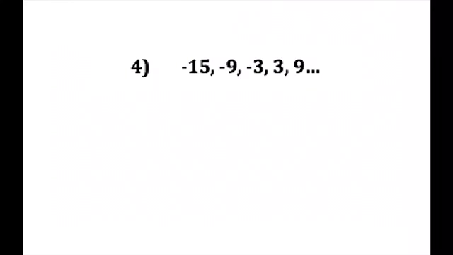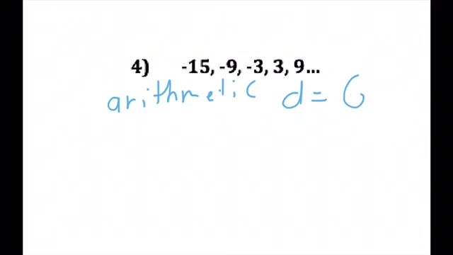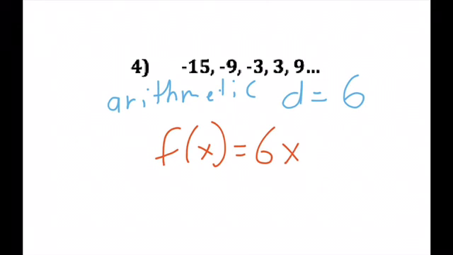Okay, number 4. This one I am adding a 6 every time, so I know that it's arithmetic. If it's arithmetic, I'm looking for D, which is 6. So I have f of x equals 6x. I need to go back here and figure out what number came first, my a sub 0. If I'm adding 6 to go forward, I'm subtracting 6 to go back. So that's -21. Okay, so we figured out that's -21, our y-intercept, so it's 6x subtract 21.